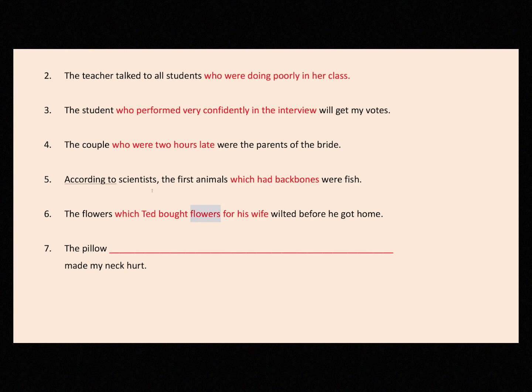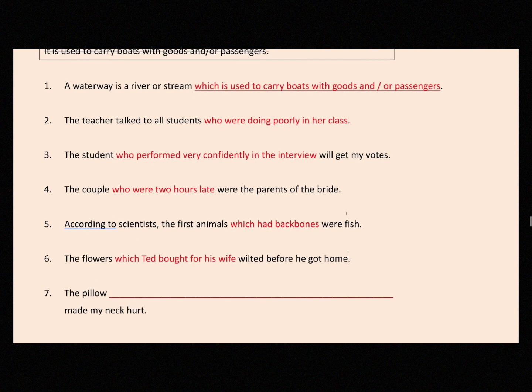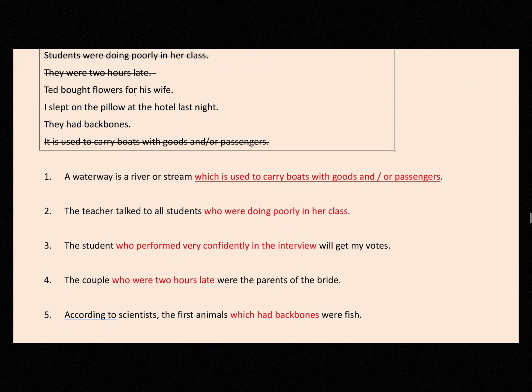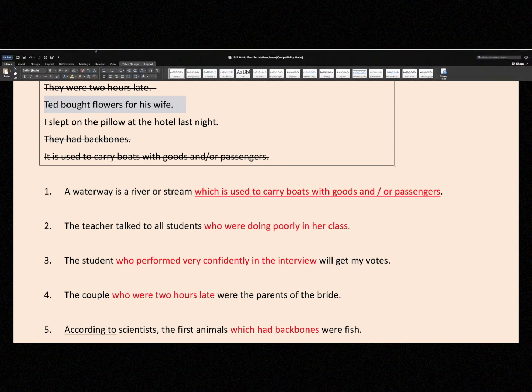The reason why we can delete the flowers is that which here is already replacing the word flowers. And that's why it is also replacing this word, it's also replacing flowers. So we do not need to say flowers two times. That's why you can put it away. You say, the flowers which Ted bought for his wife wilted before he got home. We're telling people which flowers. It's the flowers which Ted bought for his wife. This is how we do it. Let's also cross out the answer which is used already.